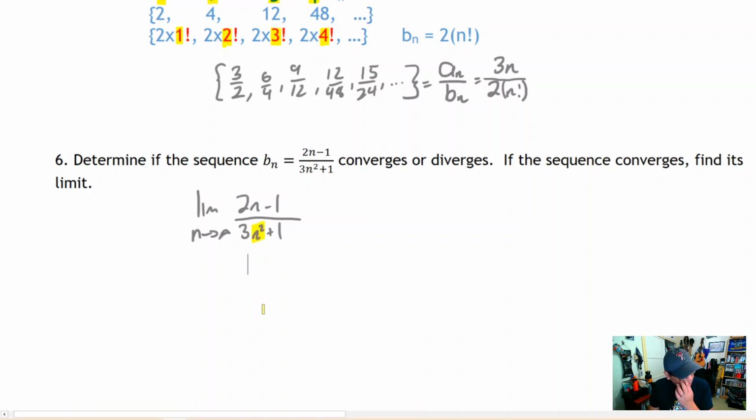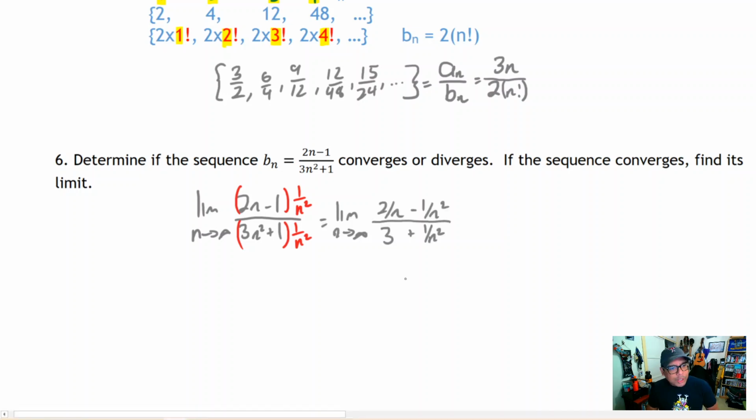Like on the previous one, number 4, I'm going to identify that n squared is the highest power of n in this problem. And then I'll multiply the numerator and denominator by 1 over n squared. That's going to give me 2 over n minus 1 over n squared, over 3 plus 1 over n squared. These 3 sequences will go to 0, so this limit will be 0 over 3, or just 0.